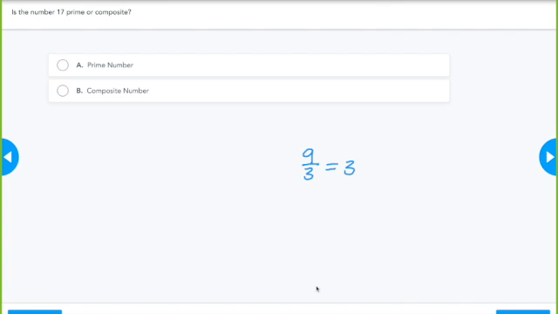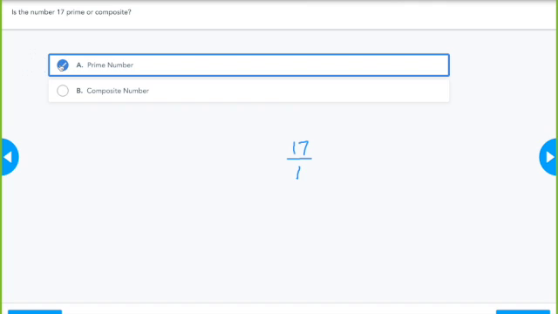Alright, so is 17 prime or composite? Right here, we do have the number 17. There isn't a number that is able to divide 17. 2 doesn't work, 3 doesn't work, 4 doesn't work. No number works to divide 17 and get a whole number. So the only answer I have is that 17 is only able to be divided by 1. And because it's only divided by 1, that means this would be a prime number.